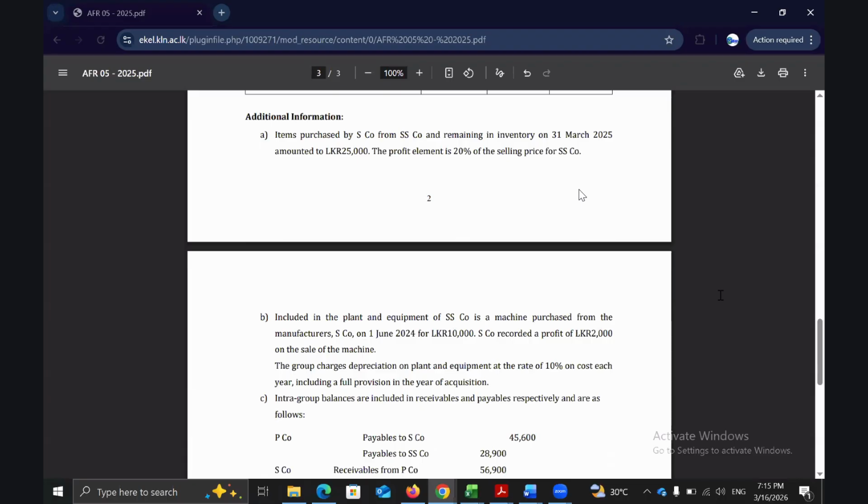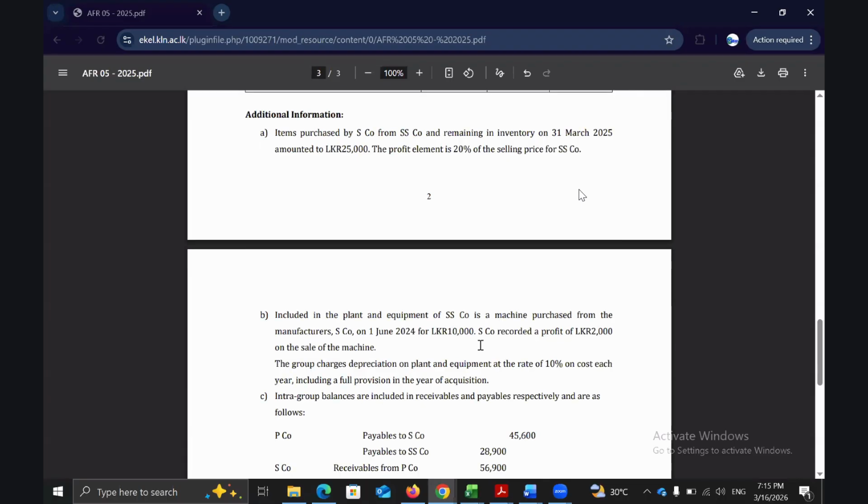Included in the plant and equipment of SS company is a machine purchased from manufacturer S company on 1st June 2024 for rupees 10,000. S company recorded a profit of rupees 2,000 on the sale of this machine. The group charges depreciation on plant and equipment at a rate of 10% on cost each year, including a full provision in the year of acquisition.